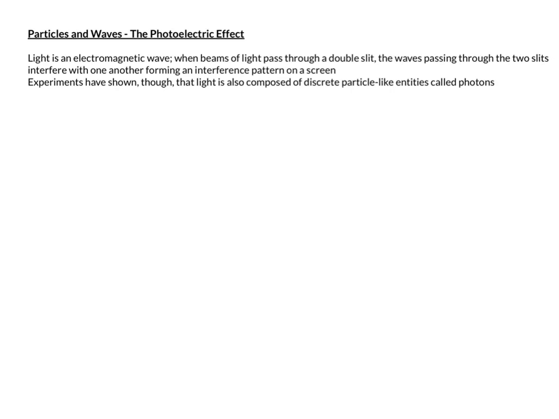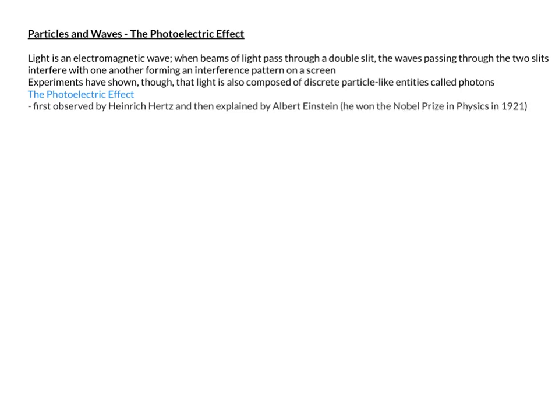Now, experiments have shown that light also is composed of discrete particle-like entities, and those particles are now called photons. And one of these experiments is called the photoelectric effect. This photoelectric effect was first observed by Heinrich Hertz, and then it was explained by Albert Einstein. It turns out that even though we know Einstein for his theory of relativity, he won the Nobel Prize in Physics for the photoelectric effect in 1921.